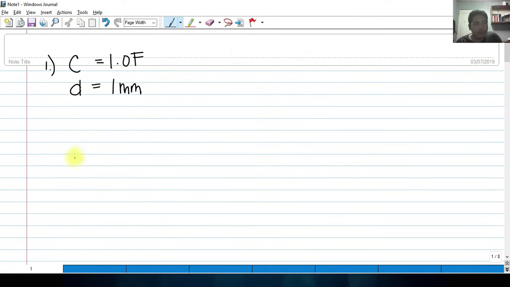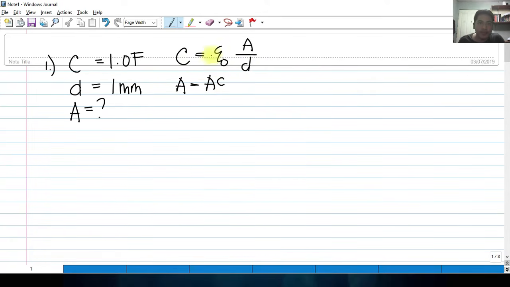Of course, we are pertaining to area. Again, our formula a while ago is C equals epsilon sub 0 times A over d. So if we want to get A, we have to use the formula A equals C d over epsilon sub 0.